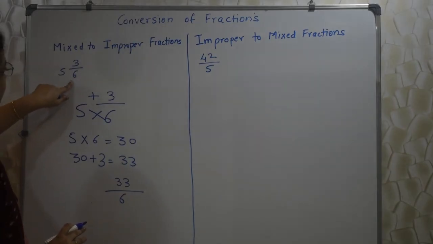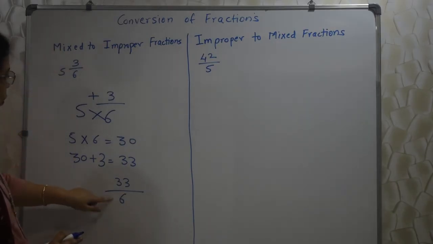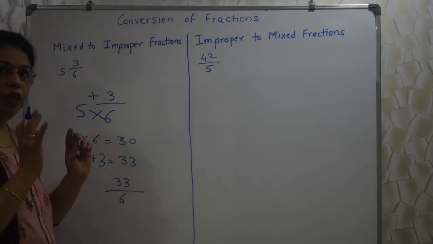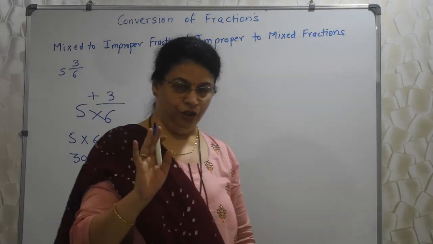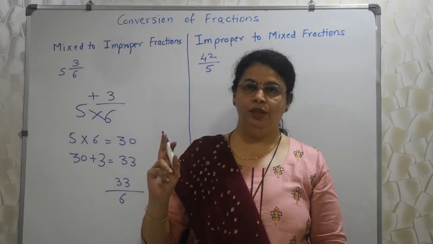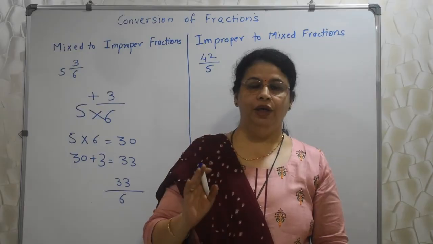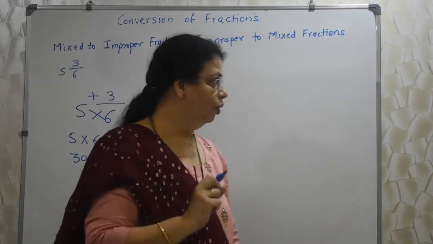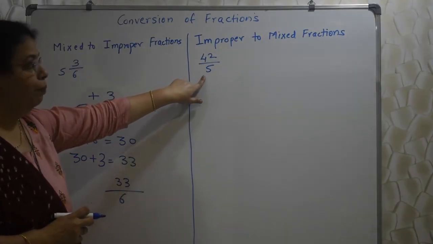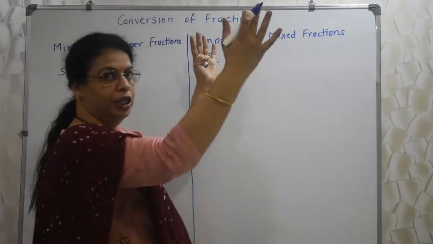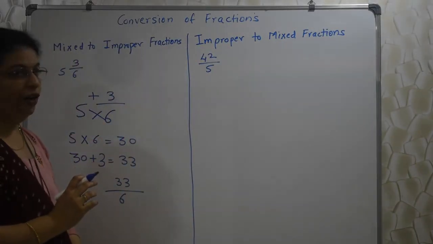5 into 6, 30 plus 3, 33 upon 6. Numerator will change but denominator will not change. So practice this, students, because these questions are very common in the final examination. Okay. Now here, an improper fraction is given. Why improper? Because numerator is big, denominator is small. So this is an improper fraction.